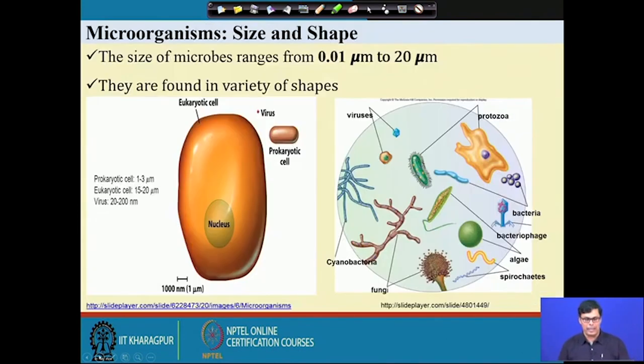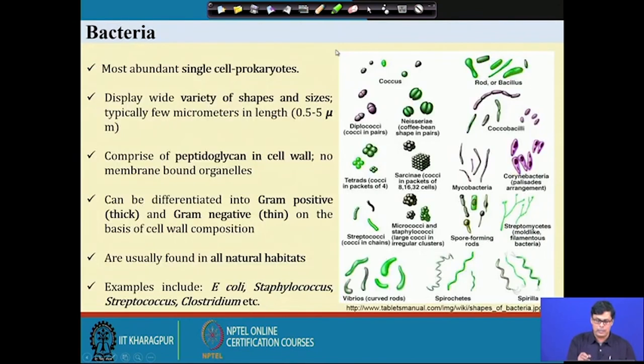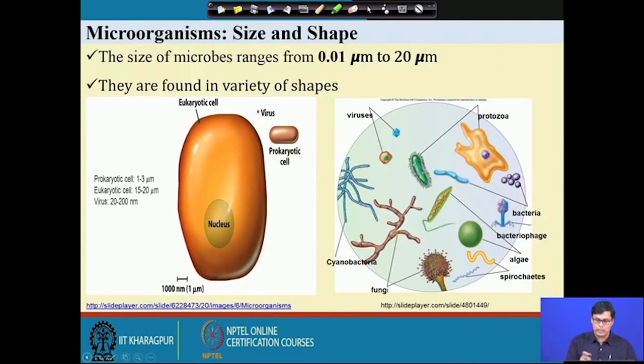If you look at the size and shape of the microorganism, the size mostly varies. It ranges from 0.01 microns to 20 microns. This is the average size that we have. This is the microorganism that we present.